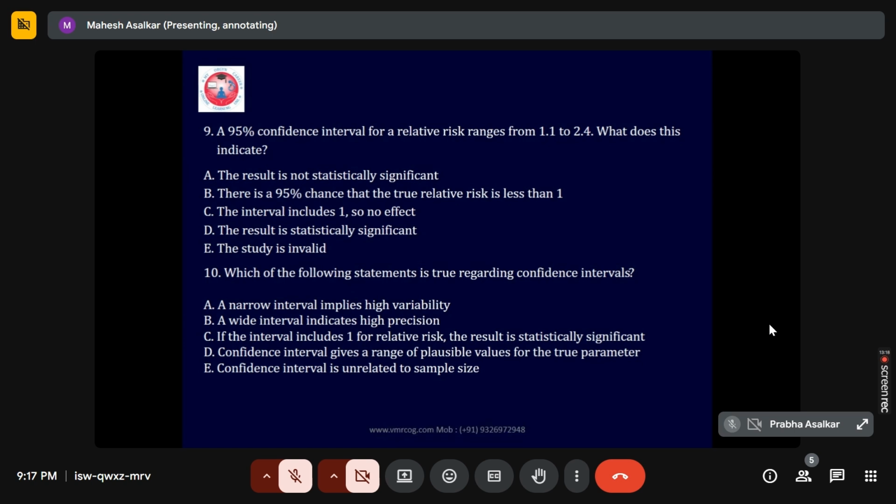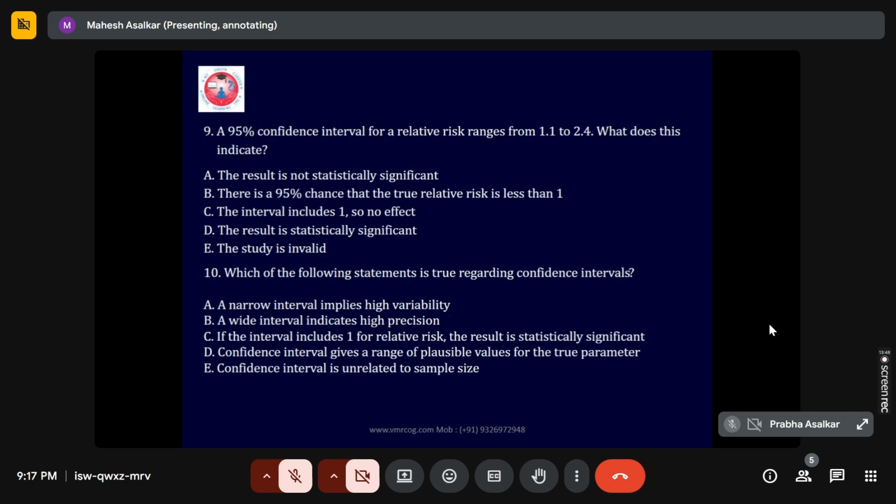Option A, the result is not statistically significant. B, there is a 95% chance that the true relative risk is less than 1. C, the interval includes 1, so no effect. D, the result is statistically significant. E, the study is invalid. Sir, D. Yes. Go ahead with the next.